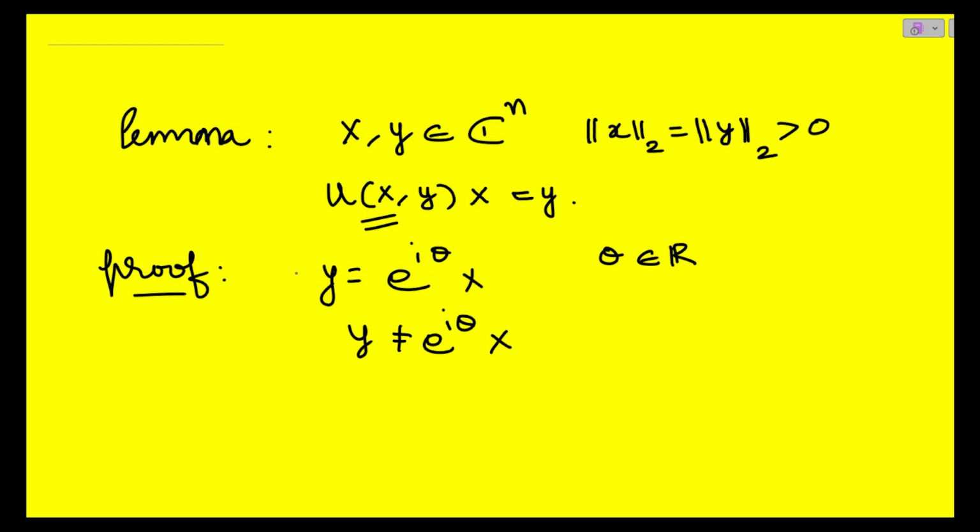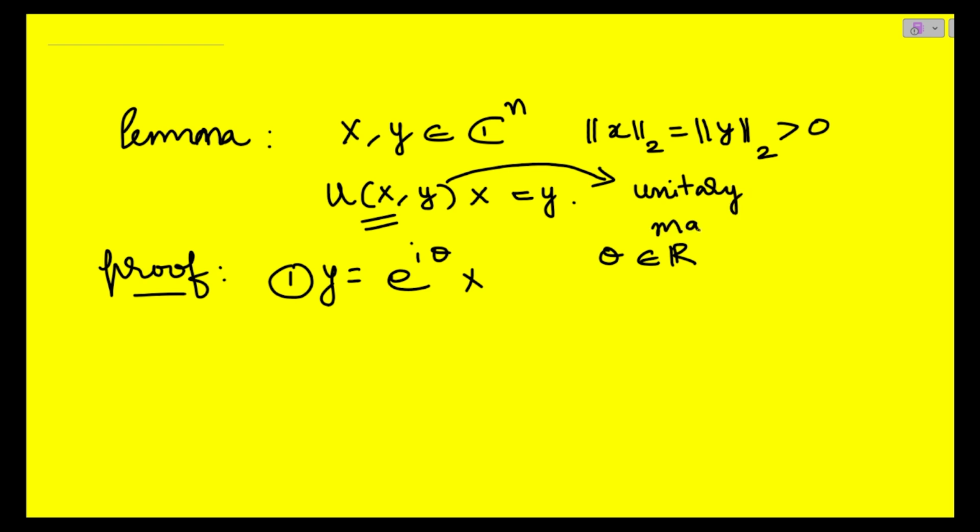So there are two cases. We'll go step by step. Let's take the first case. Let's assume that you can write y as e to the power i theta times x. If you can write it like this, then things become much easier. You can very easily calculate the unitary matrix.